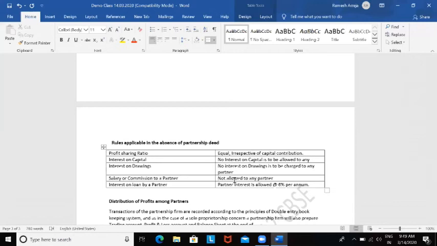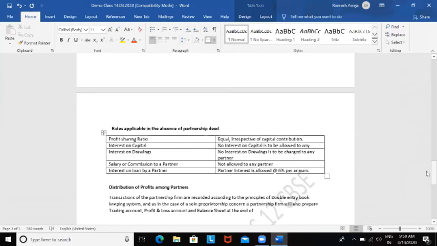If any partner has advanced any loan to a firm, then interest on that loan will be allowed at 6% per annum. This is fixed. If the partnership deed is not there, and any partner has advanced a loan to the firm, interest on that will be at 6%. If the partnership deed is there, it will be mentioned in it.